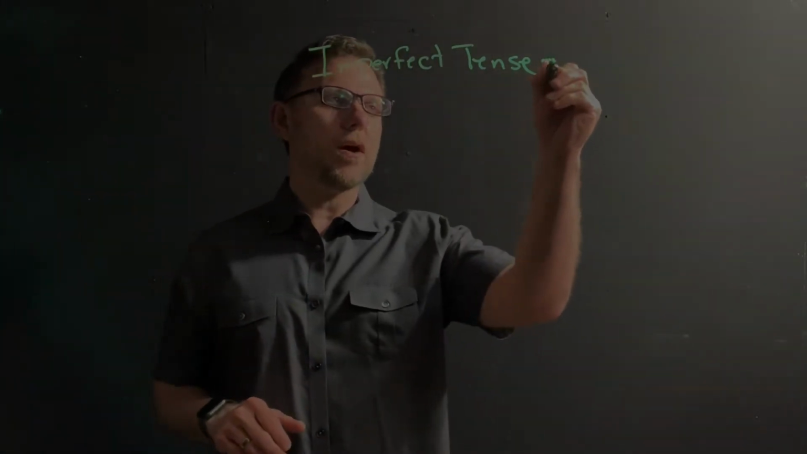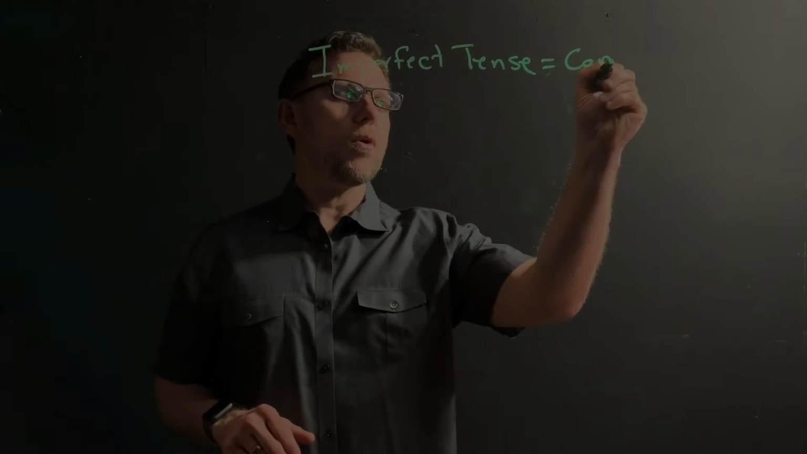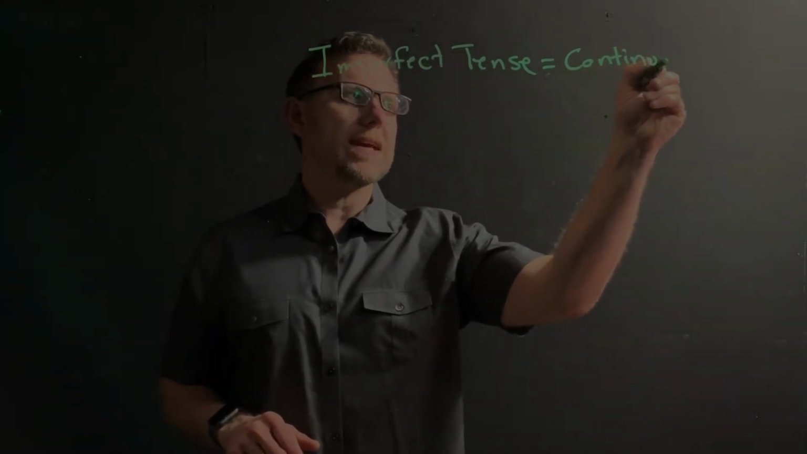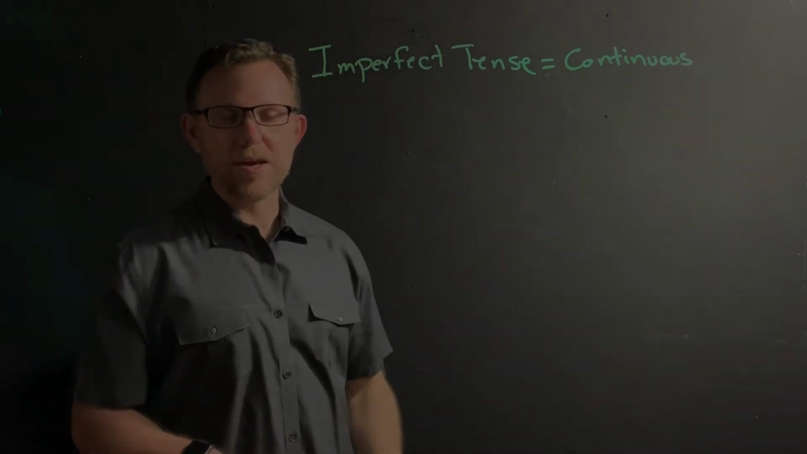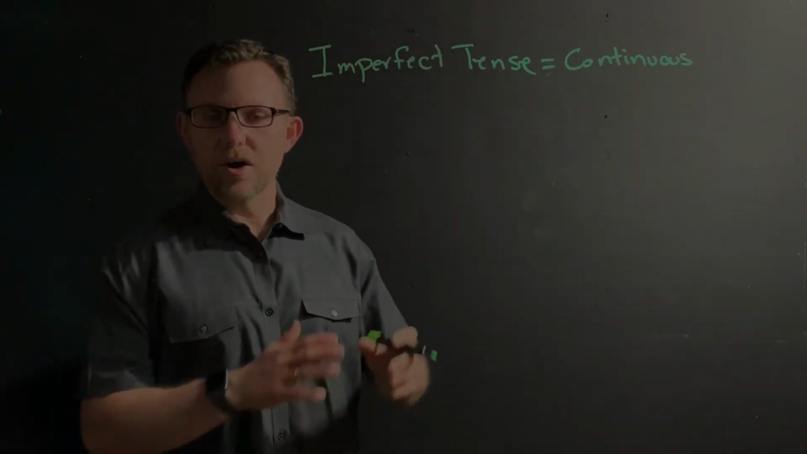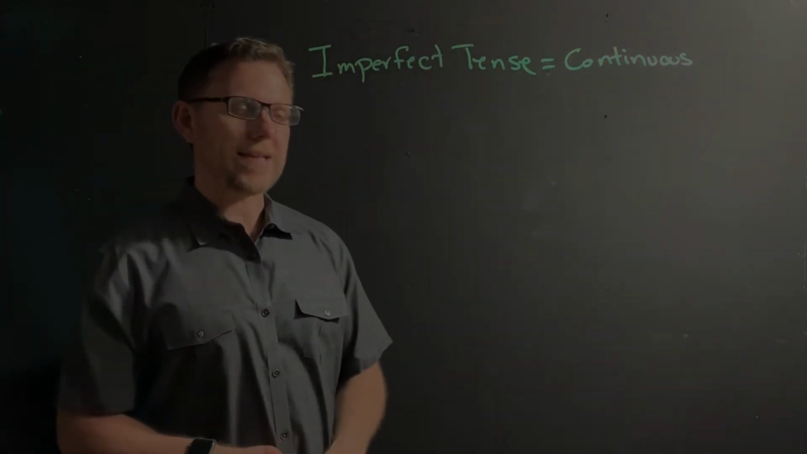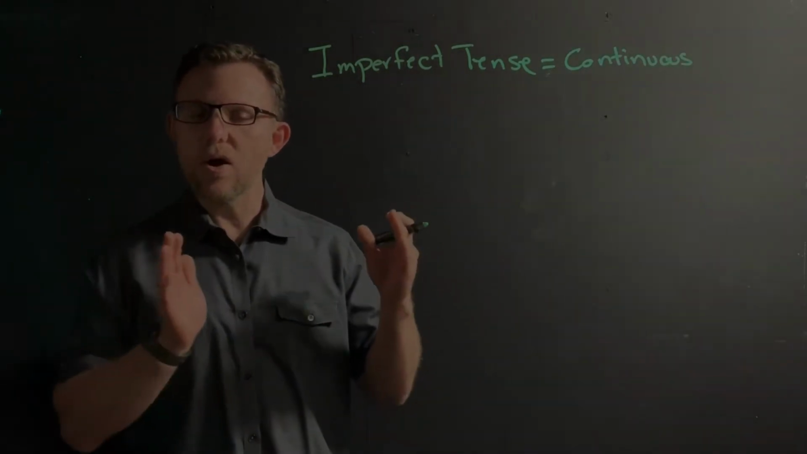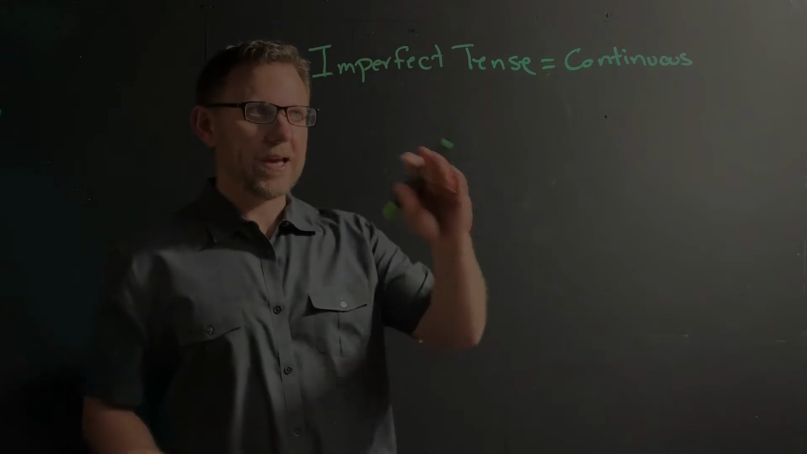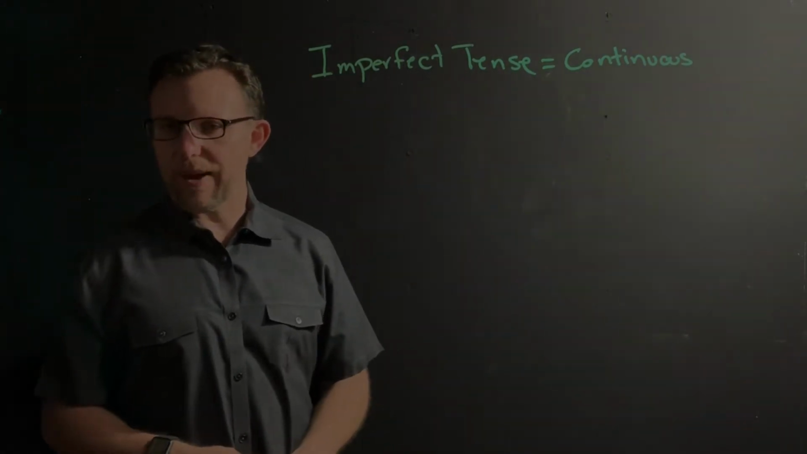It's something that we call a continuous or an ongoing past tense, which means it contains the idea of something that happened in the past, but either repeatedly in the past or over a period of time in the past. So rather than saying he jumped, we would say he was jumping if it were continuous in the past.